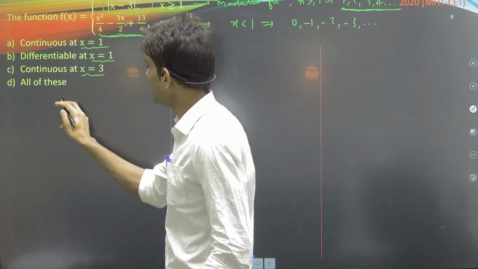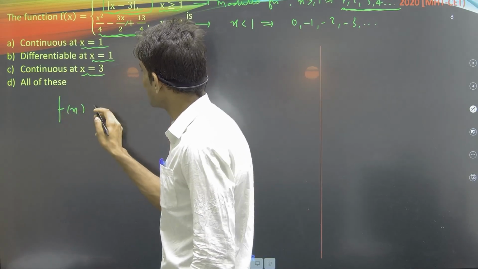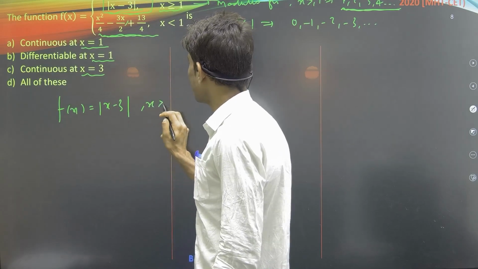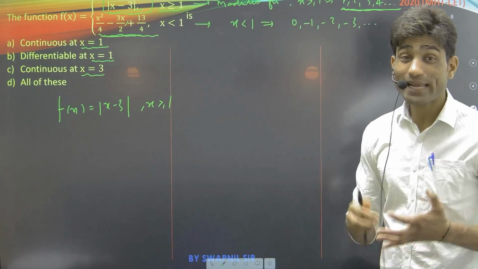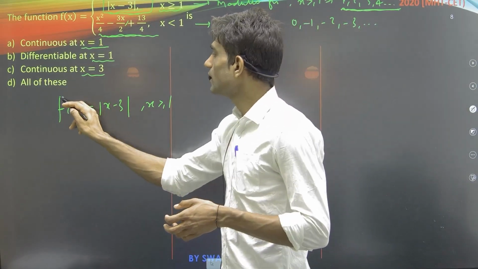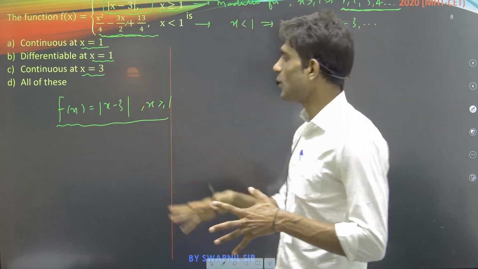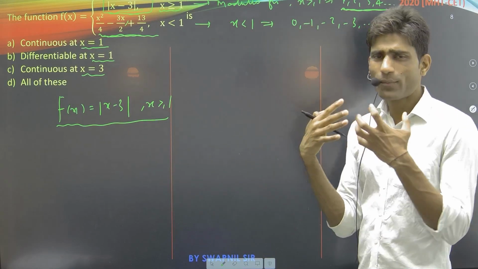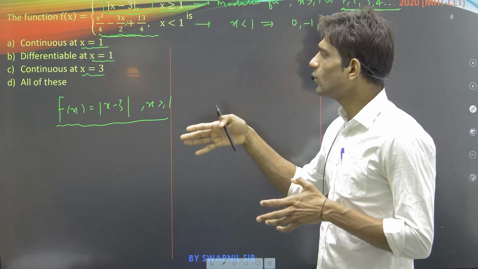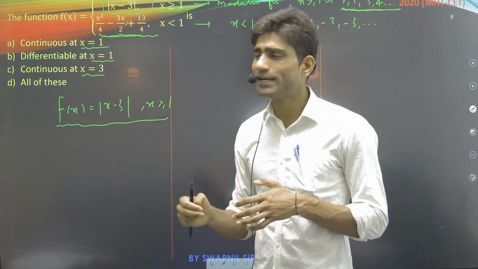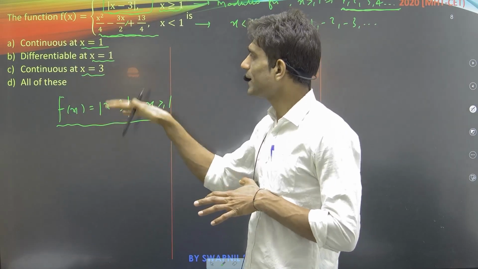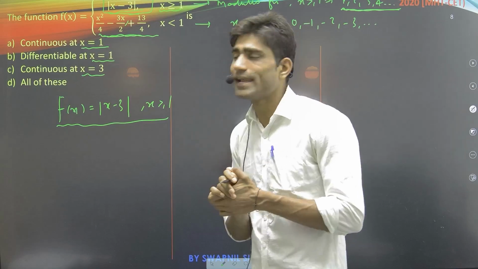So our function here is f of x equal to modulus of x minus 3, where x is greater than or equal to 1. That means we have to check continuity and differentiability of our function with only this f of x. Because the second f of x is not useful here, since we do not have any point smaller than 1. So we have to check the continuity and differentiability for modulus of x minus 3 at x equal to 1 and x equal to 3.